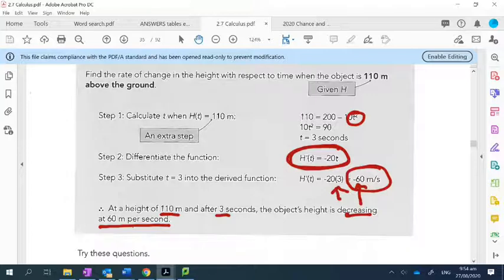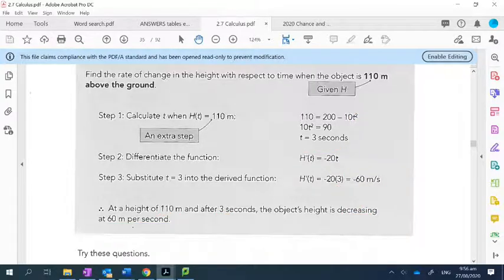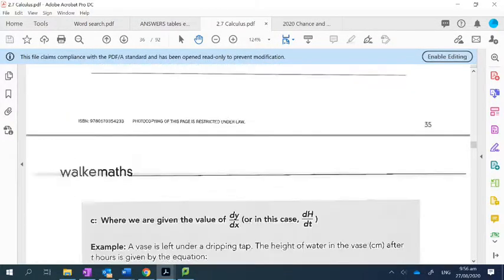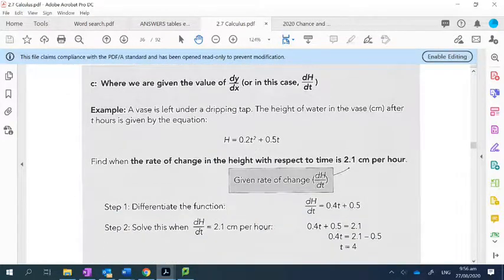Now, the only other one is what happens where they give you the rate of change and they want to know the other pieces of information. So let's look at those. We're going to be given the dy/dx, in other words, the rate of change, and we need to find our x and y, as we normally call them.